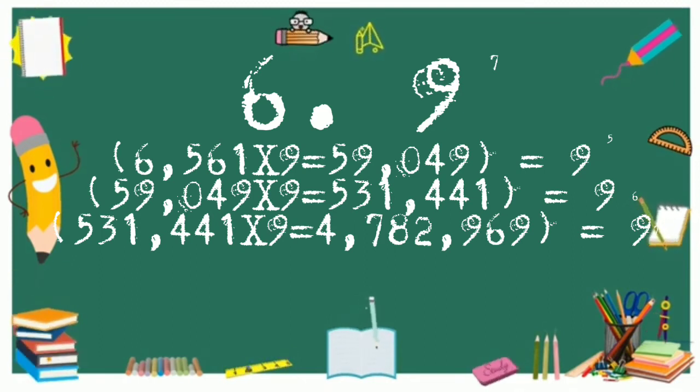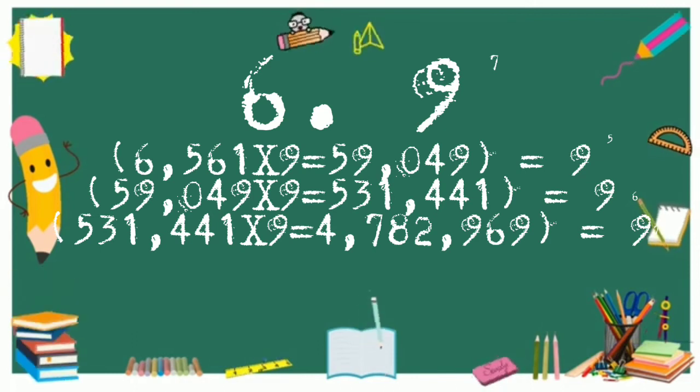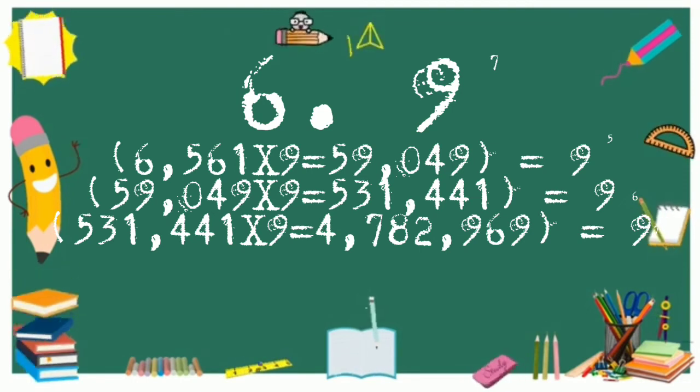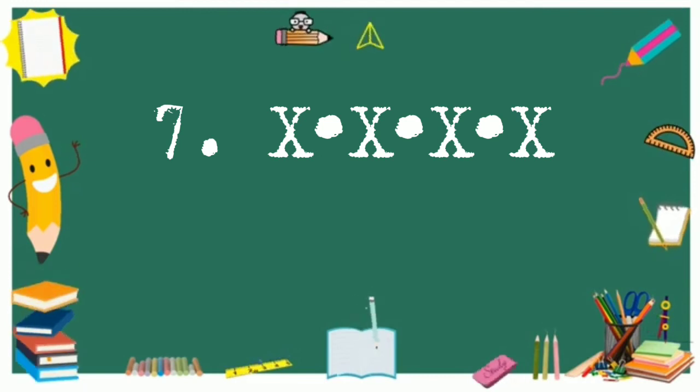So our final answer here is 4,782,969. Imagine if that money is converted into our Philippine peso, then what should we buy with it? We can buy houses, many and lots of houses, or cars, or any groceries, or just help other people. Alright? Now let's proceed to number 7, our second to the last number.